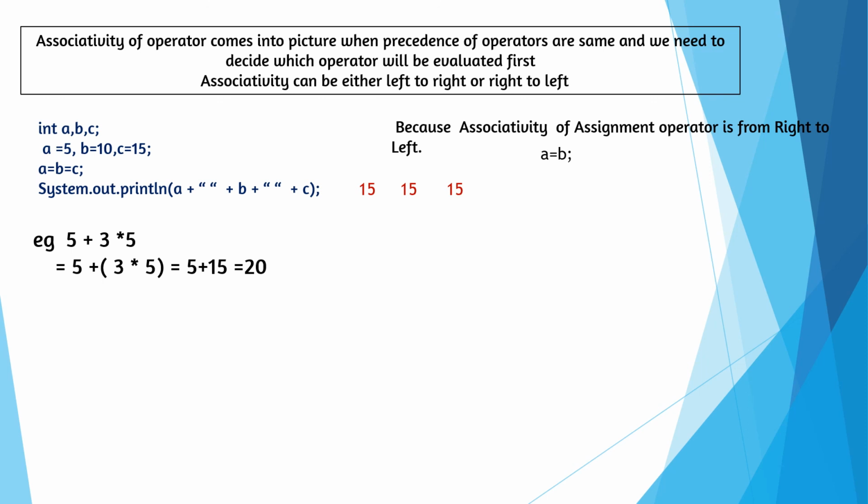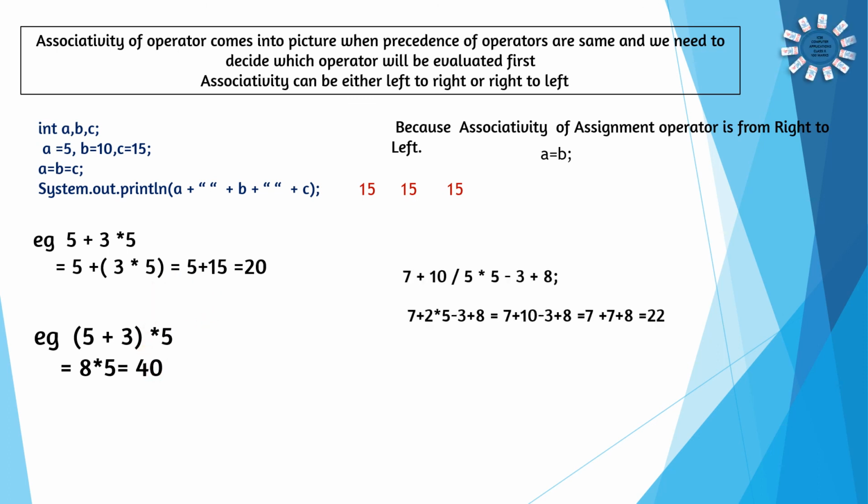Then what we have to do? We have to put bracket. Just like this, (5 plus 3) into 5. So brackets, it is the highest priority. So brackets will be evaluated first. That means 5 plus 3 will be evaluated first because brackets are there. That means 8 into 5, the answer will be 40. So here we can see if the associativity or preference is changing, the answers also will be changed.